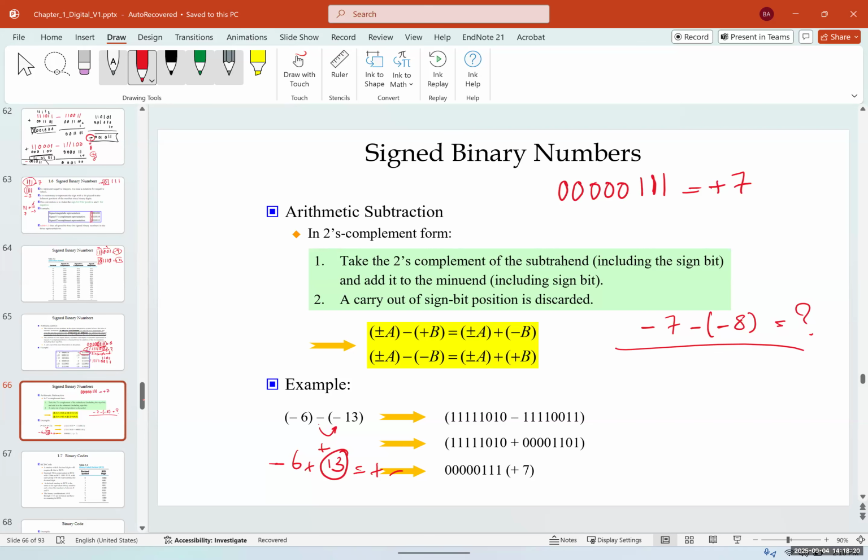Now I want to find the complement of this. If I want to find the complement of this, what is the complement of this number? 1, 1, 1, 1, 1, 0, 0, 1. Am I correct? So this now is going to be negative 7. Now let's find 8. What is 8 equal to? 0, 0, 0, 0, 1, 0, 0, 0. Am I correct? Yes. This is equal to 8. What is negative 8? It's going to be 1, 1, 1, 1, 1, 0, 0, 0. This is going to be negative 8.